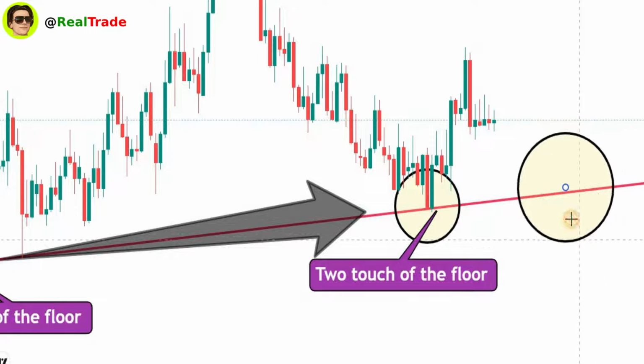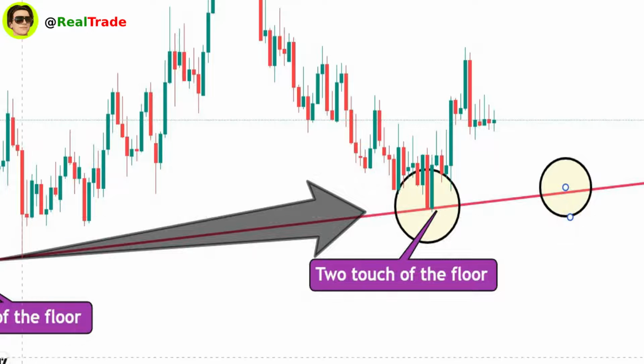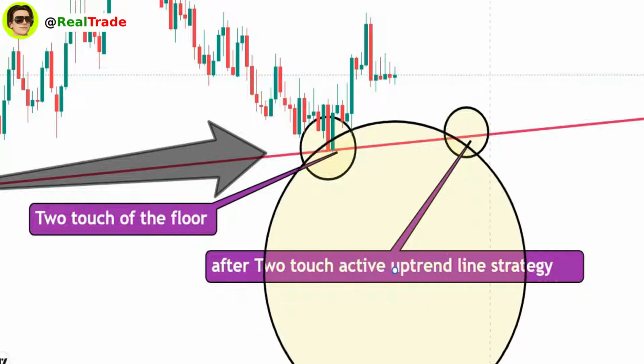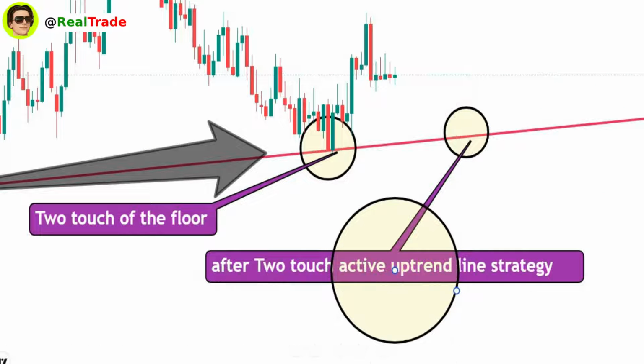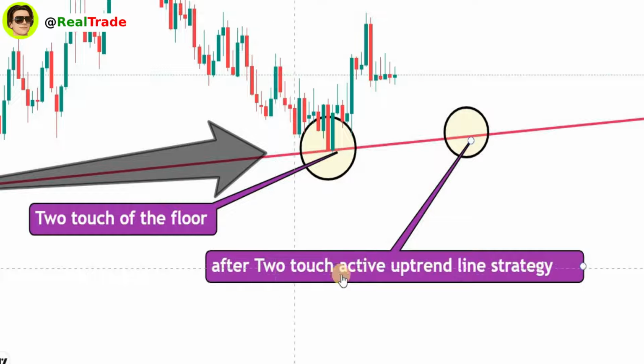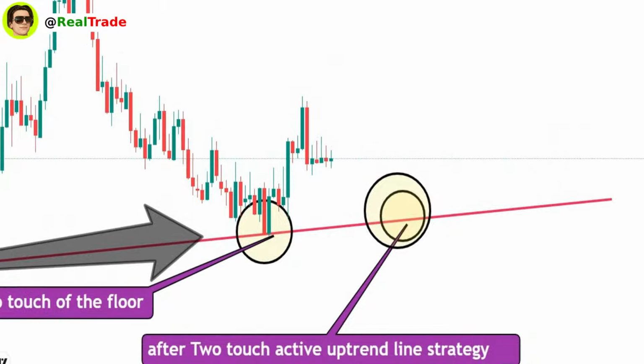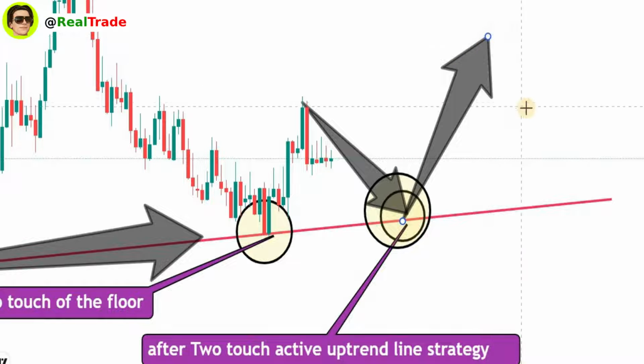After two touch, active strategy. Three touch is position and I open position. Open buy position. Yes, after two touch, active uptrend line strategy. This point, the line is active. Price came to the line, touched the line and goes buy and back price.